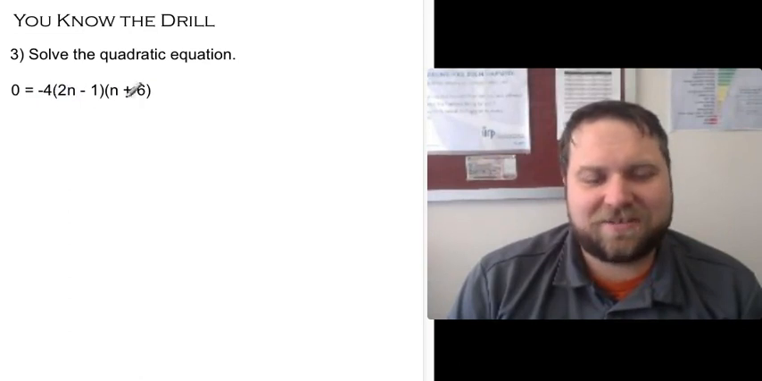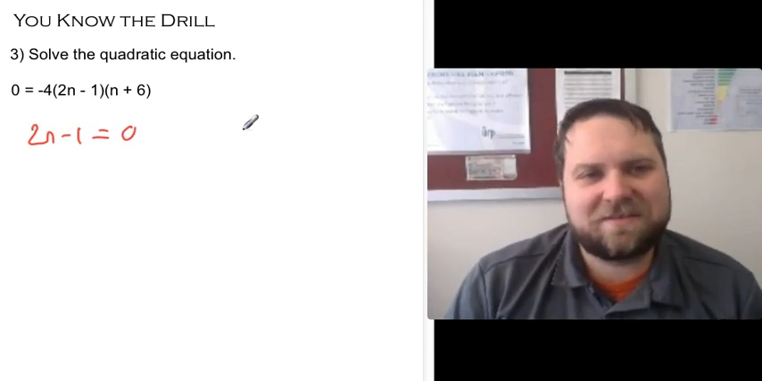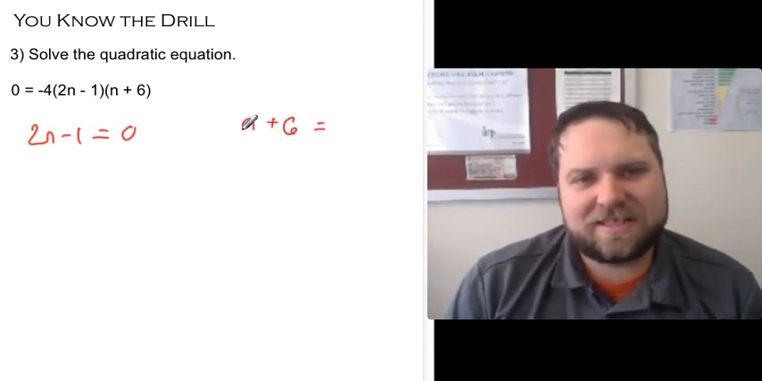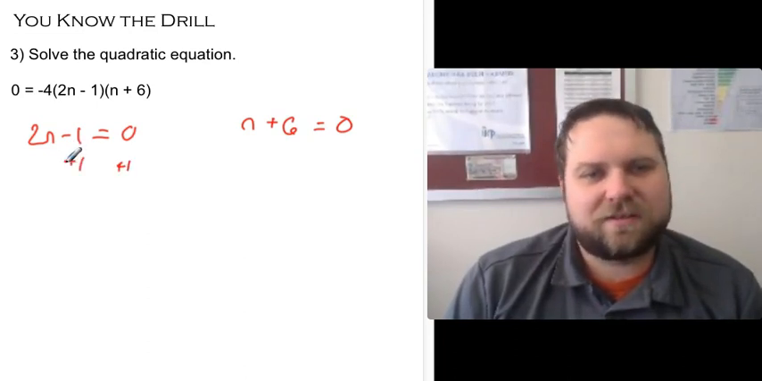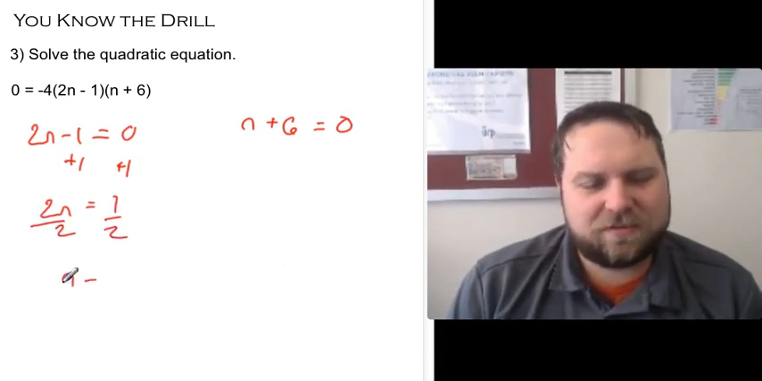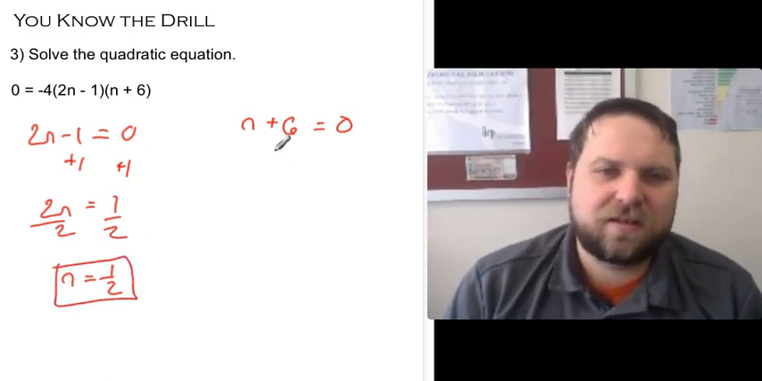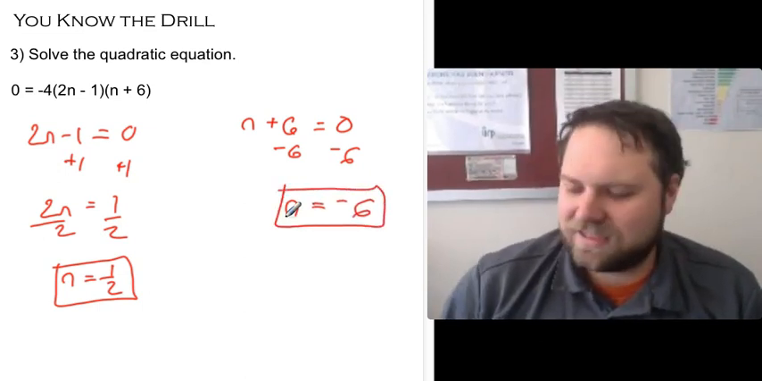Take each one of the factors, could be equal to 0. It's not going to be -4. So I can say 2n minus 1 is equal to 0, or n plus 6 is equal to 0, and now I just solve. So I can add 1 to both sides. I get 2n is equal to 1. Divide both sides by 2. So n could be 1/2. That's one of my solutions. Over here, subtract 6 from both sides. Or n could be -6.